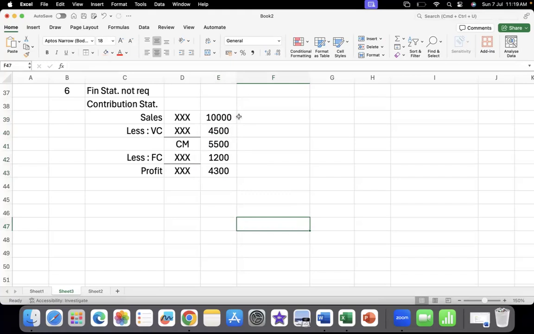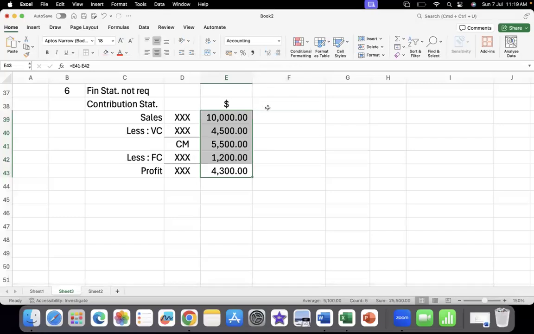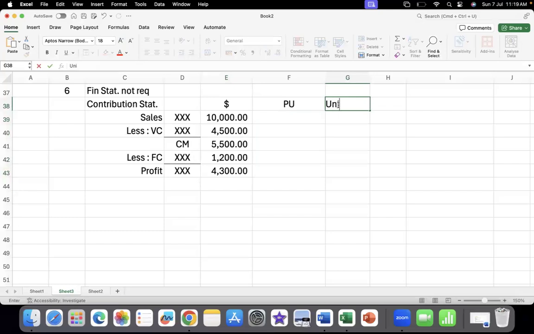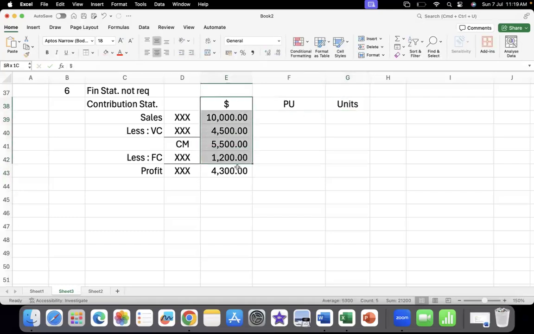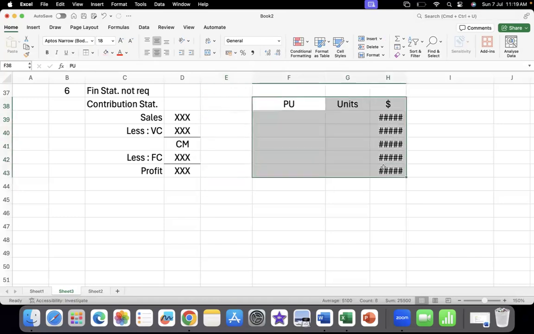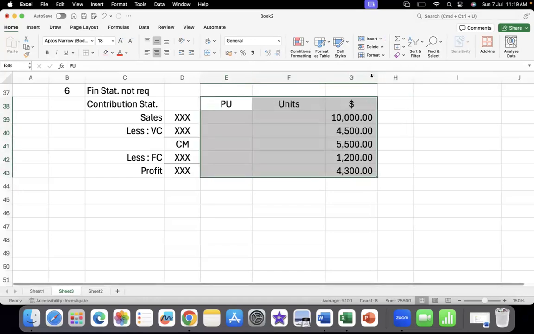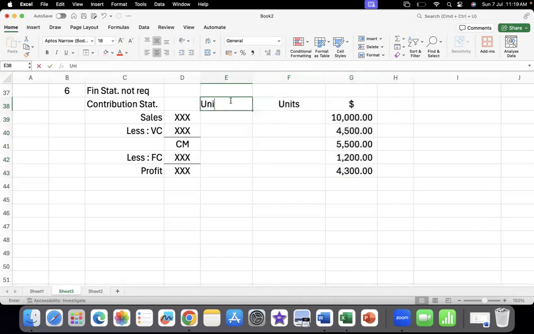Now, I need two things. So this is the value in totality. That's the kind of absolute figure I have. But before that, what I need in a contribution statement is always a per unit price and the units. So ideally, the statement is going to switch itself like this. This is your actual statement, which ideally should look like this, with units and per unit right here.